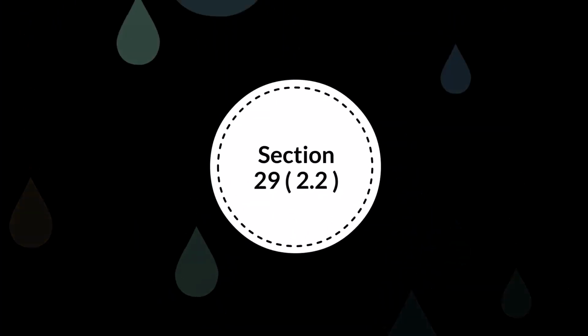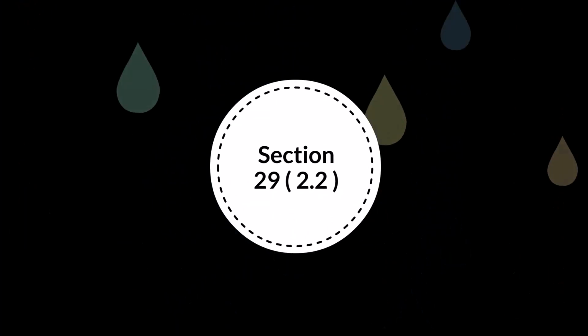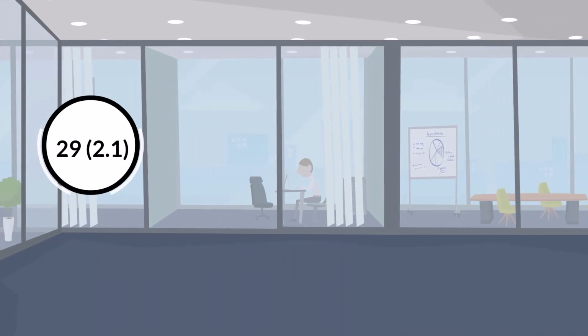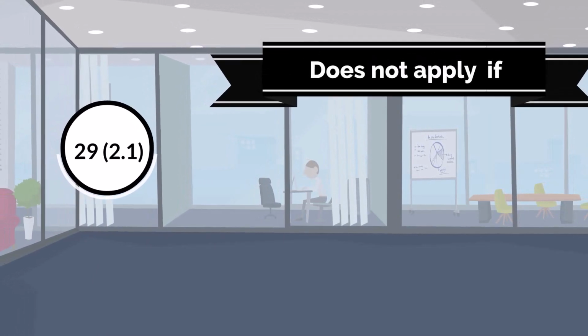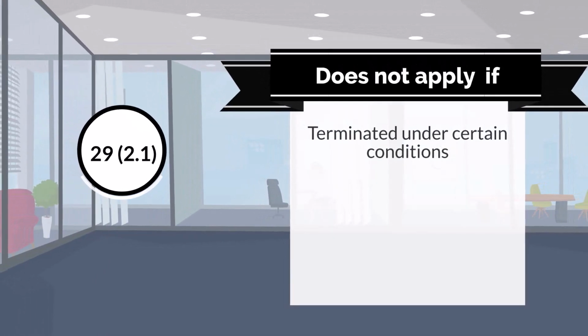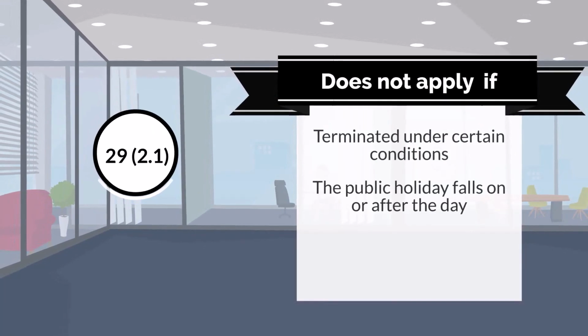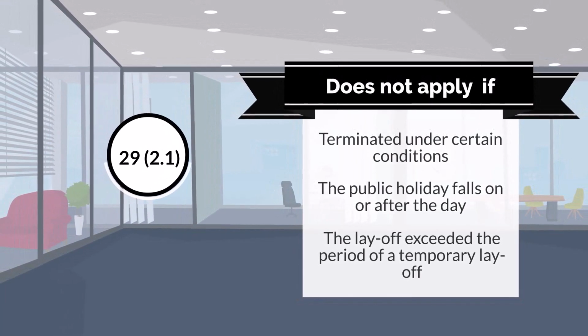However, Section 29, subsection 2.2 clarifies that the entitlement under subsection 2.1 does not apply if the employee's employment has been terminated under certain conditions and the public holiday falls on or after the day the layoff exceeded the period of a temporary layoff.